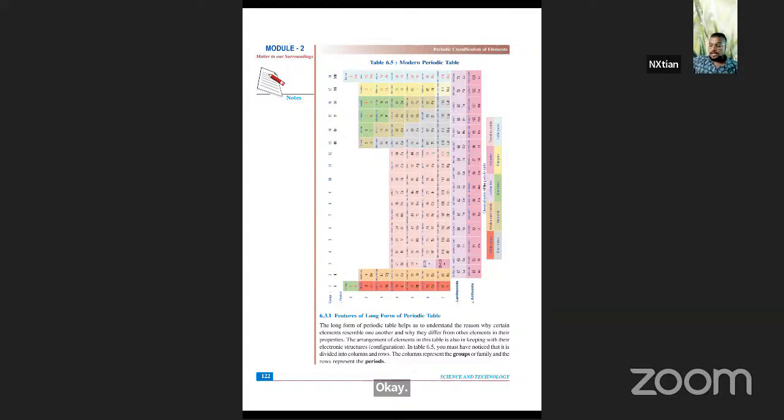Okay. So he also arranged them, because he is the assistant of Mendeleev. He also arranged them in groups and in periods. The groups go from top to bottom, and periods go from left to right. Yes or no? So he arranged 18 groups and 7 periods. Yes or no? 18 groups and 7 periods.